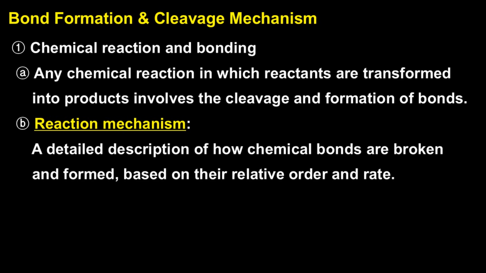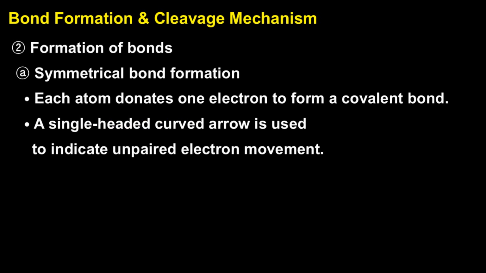Every chemical reaction is a transformation, where reactants turn into products. And for that to happen, some bonds have to break and new ones have to form. Now, how those bonds break and form, that's what gives us a window into the reaction mechanism. The mechanism tells us what's happening, step by step, at the atomic level, including the exact order of events and how fast each step takes place.